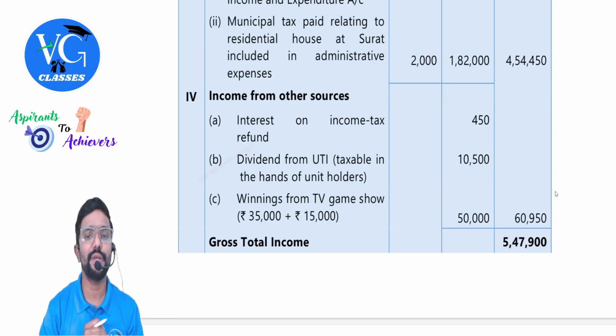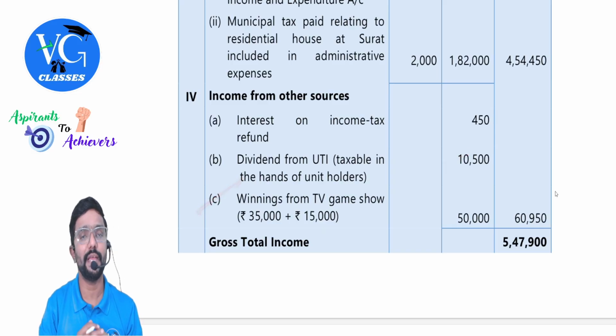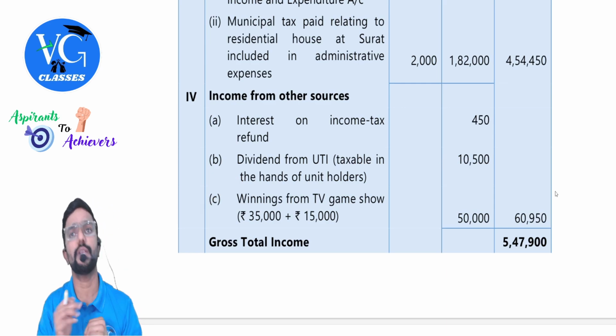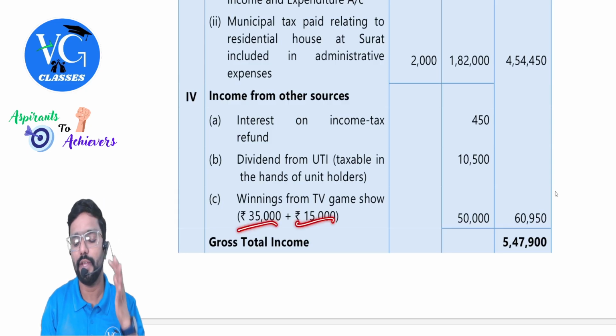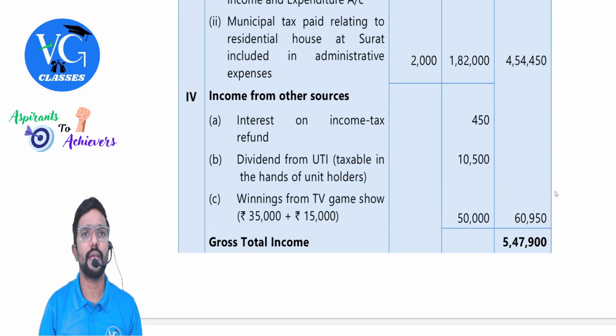Next, dividends from UTI, taxable in the hands of unit holder, 10,500. Winnings from TV game. Guys, whenever net figure is given, while computing the income, you should take gross figure. So 35 plus 15, which comes to 50,000, which is 60,950. So how much is the gross total income? 5,47,900.